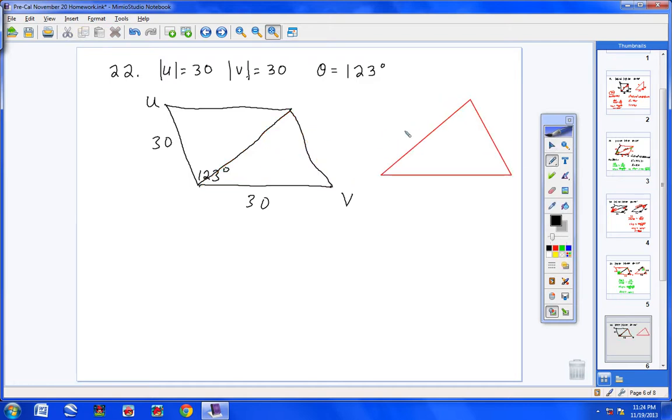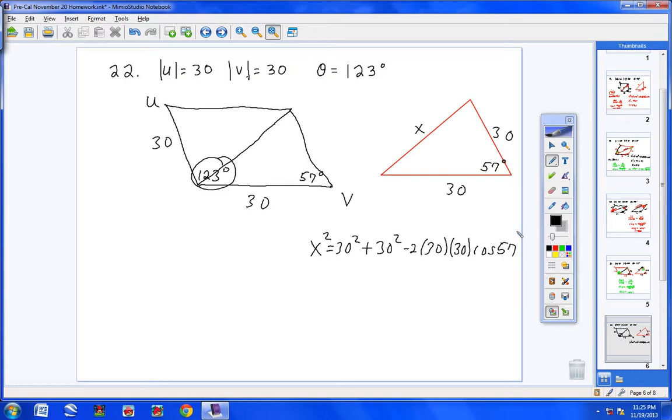There we go. And I know this has a length of 30, and I know if this is 30, then this side over here is 30, and then this angle right here, if this is 123, then this angle right here has to be 57 degrees, because these two angles always will add up to 180. Always. Okay? And now we can find the length of this diagonal right here using the law of cosines. So x squared equals 30 squared plus 30 squared minus 2 times 30 times 30 times cosine of 57.